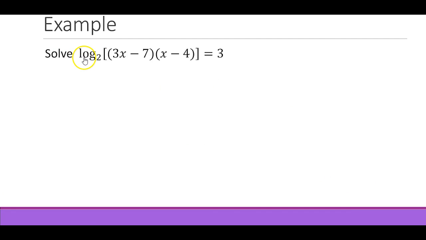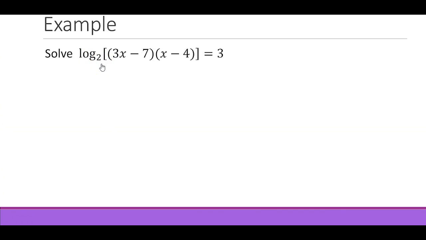In this next example, we'll solve log base 2. And then I have this product inside the log. I have the quantity 3x minus 7 times the quantity x minus 4, all that's in log base 2, equals 3. So I still just have one logarithm equals a number. So I can use either the idea of rewriting this as an exponential expression or exponentiating both sides. So it doesn't matter how I think about it. I don't have to do it both ways.